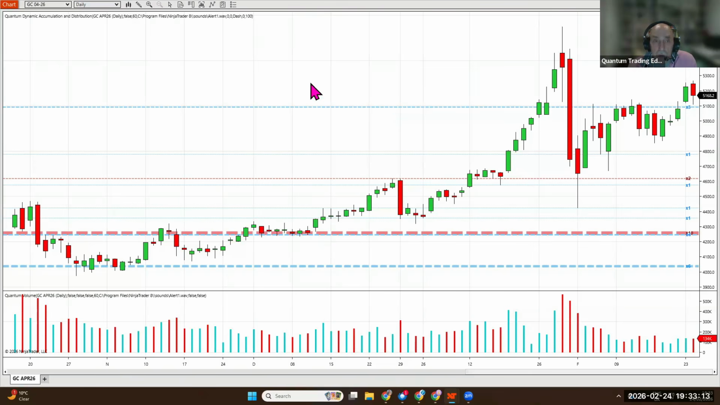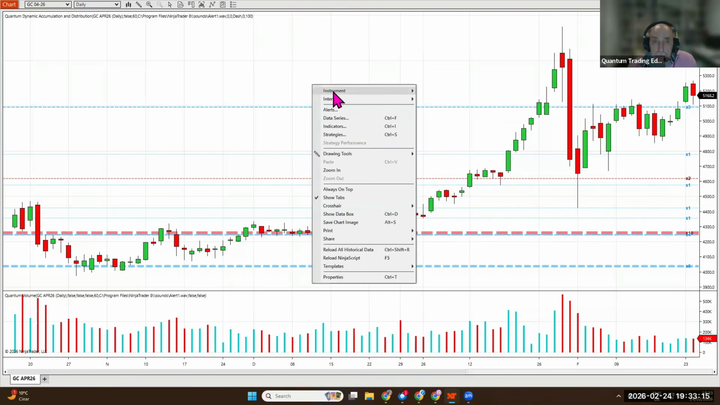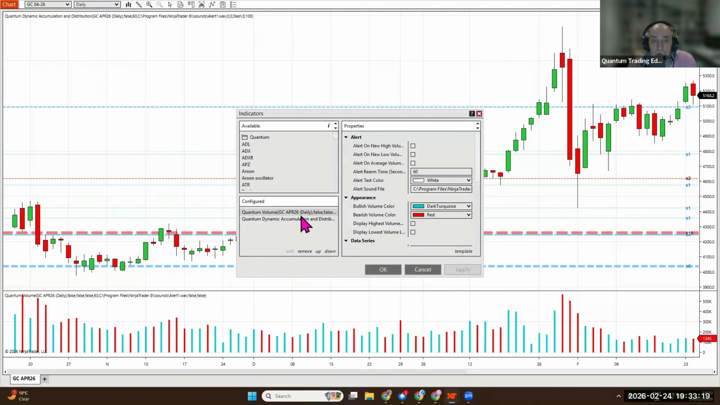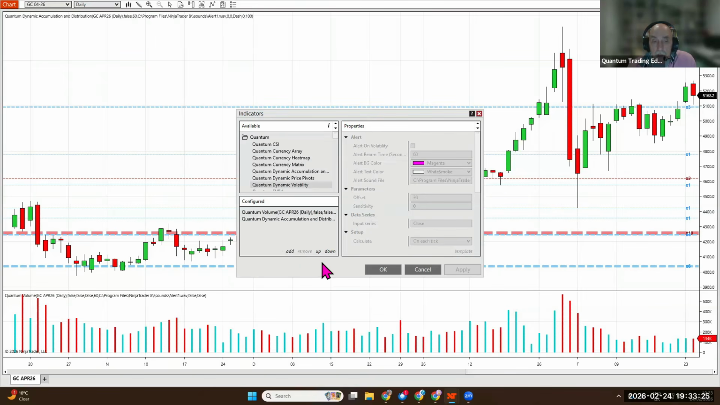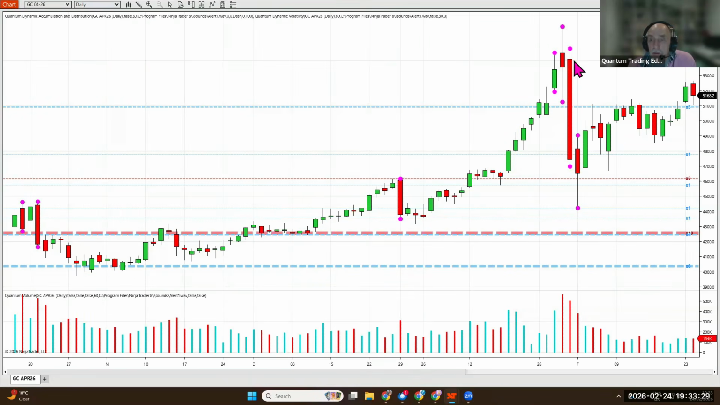And really, just to put that all into context, if we go to the indicators, I'm sure some of you are familiar with this one anyway. This is the volatility indicator. Just pop that on the chart, just add that on there. There we go. And it's no surprise that that was a volatility candle. Well, no great surprise there.